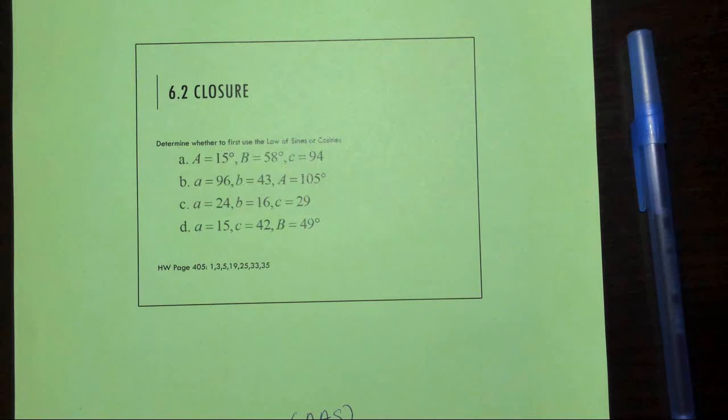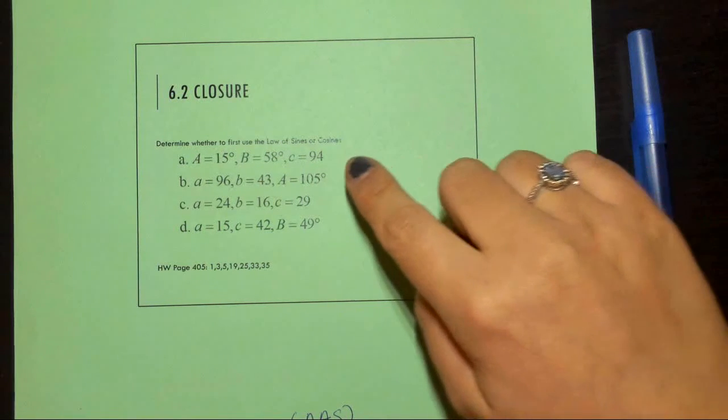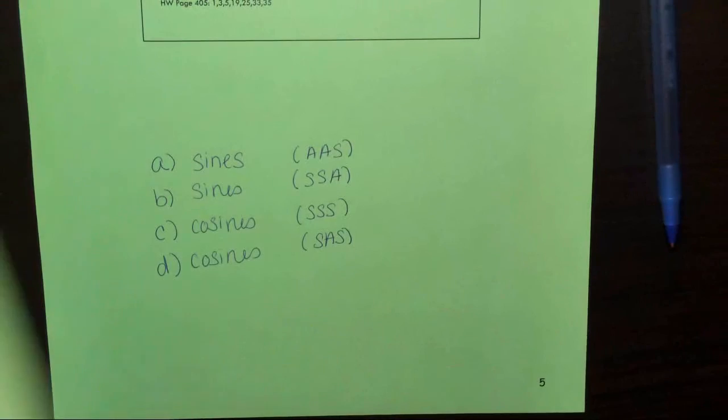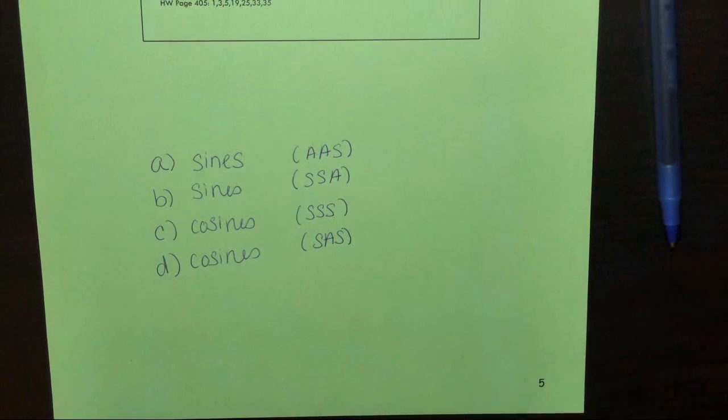So if you pause this video to figure out which route you would start with for A, B, C, and D, these are the answers down here. So A, you use the law of sines, B, law of sines, and C and D, law of cosines.